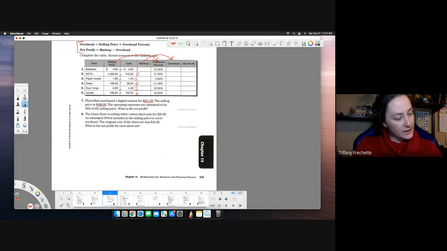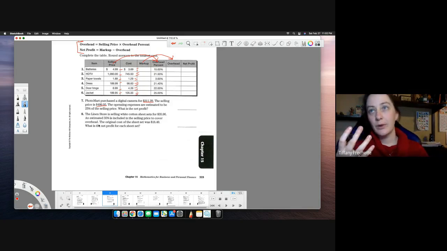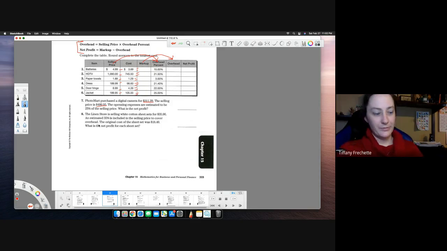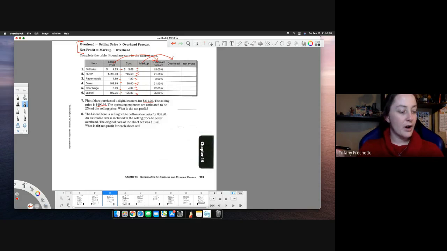So the second one here, I don't think we need to walk through this one. It's exactly the same as number 7. We have a selling cost, we have a selling price, we have a cost, we have our overhead percentage. So we just need to go through, calculate markup by subtracting, multiplying our selling price and our overhead percent to get our overhead amount, and then subtracting that from the markup so that we know what the net profit is for each sheet.